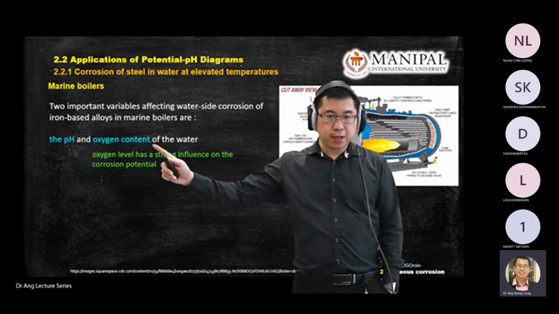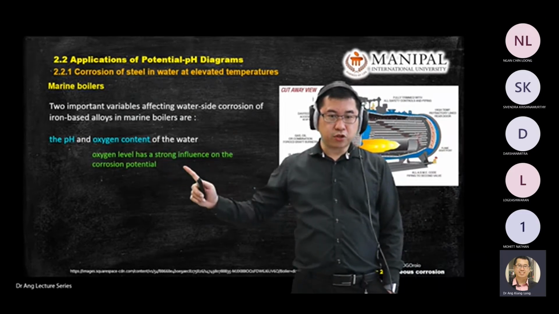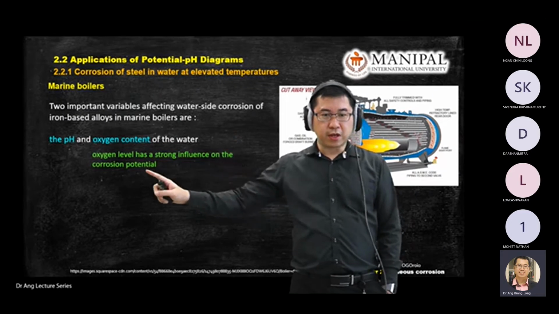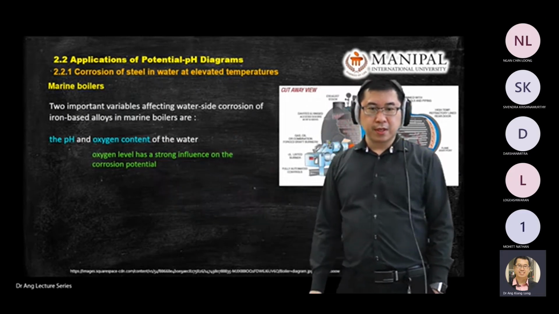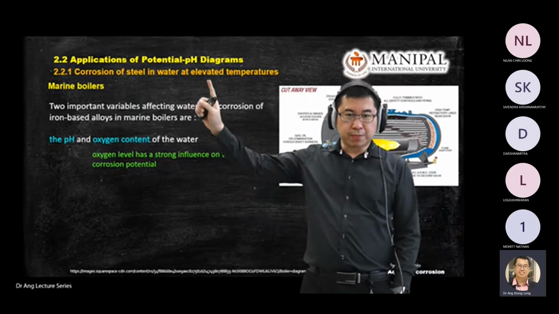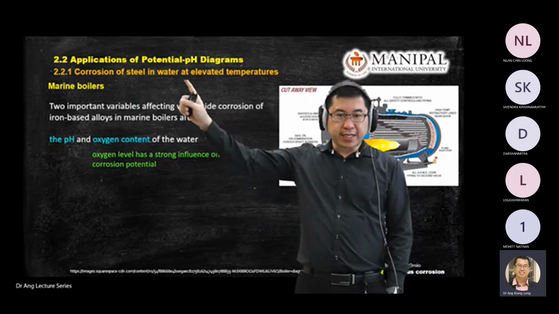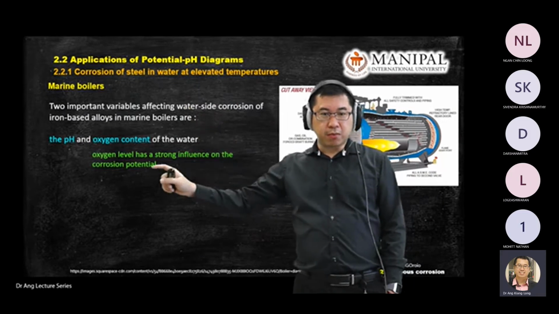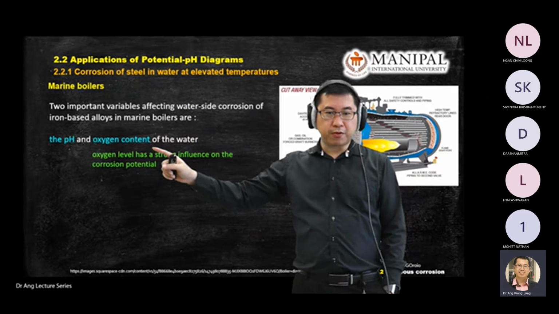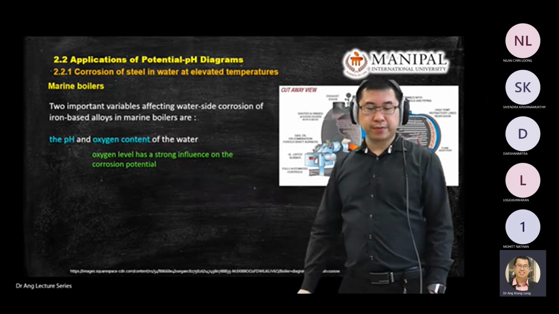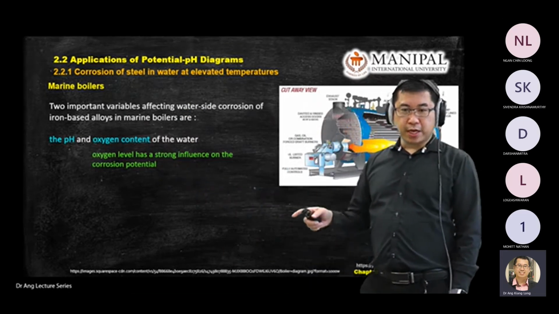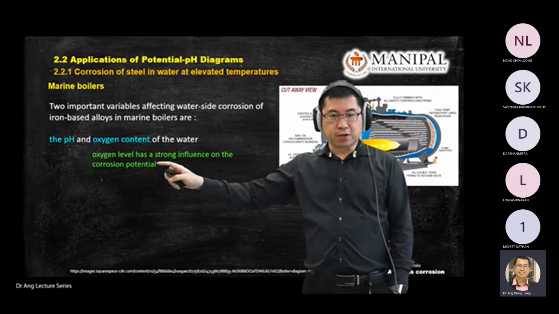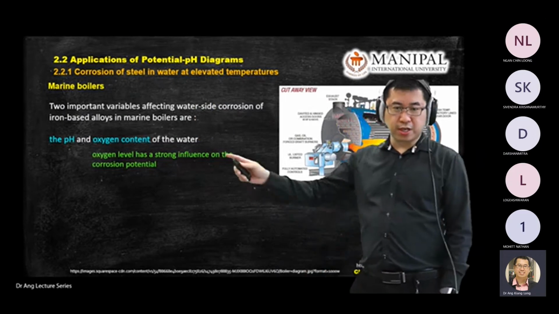And oxygen content has a strong influence. This is just a side note on the corrosion potential. That's why on the potential pH diagram, the y-axis of this diagram is most of the time influenced by oxygen. So just take note: what can influence the y-axis is the oxygen level.